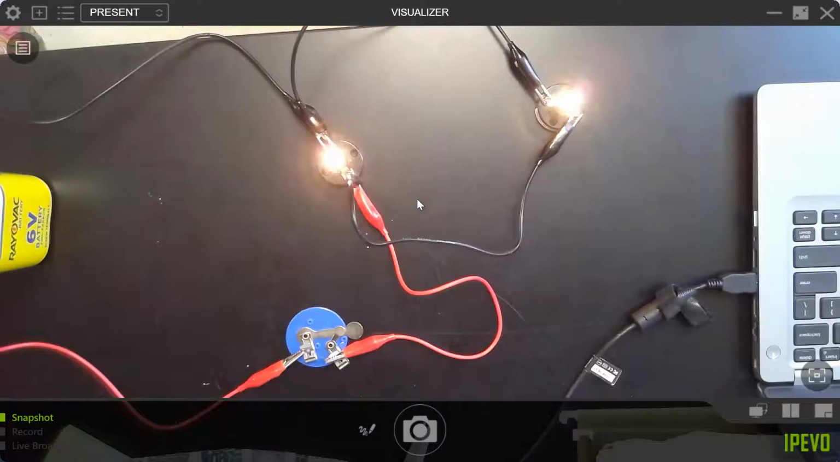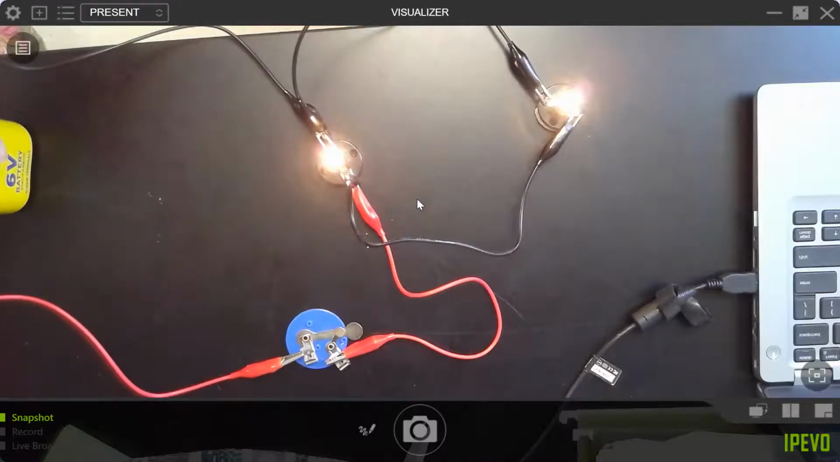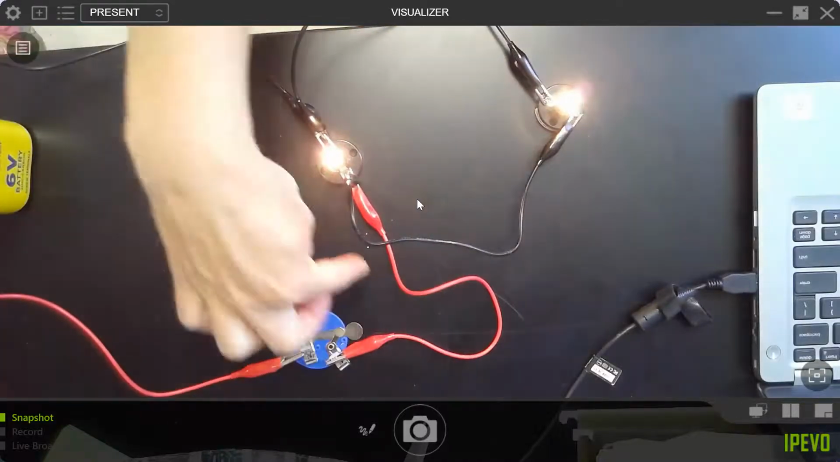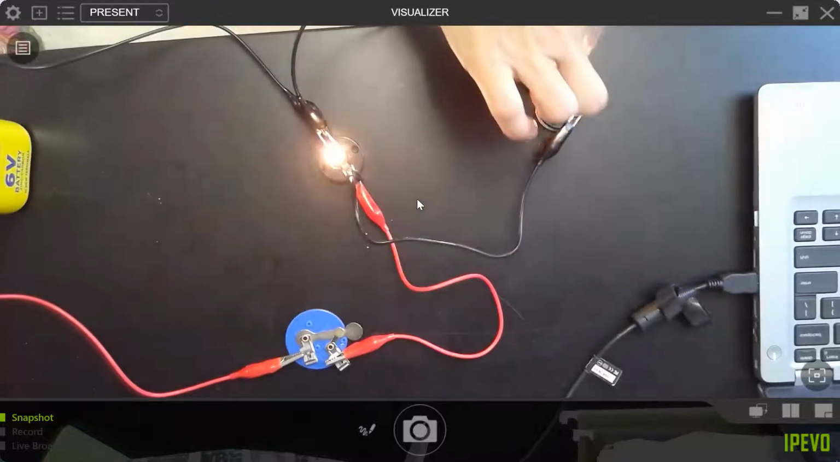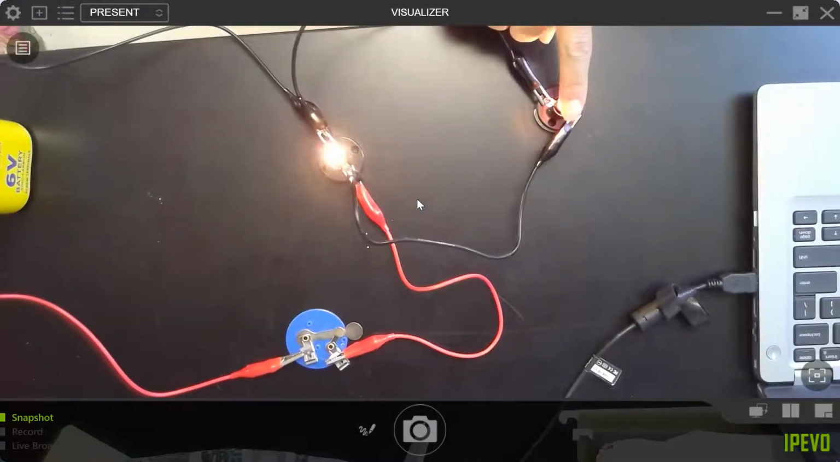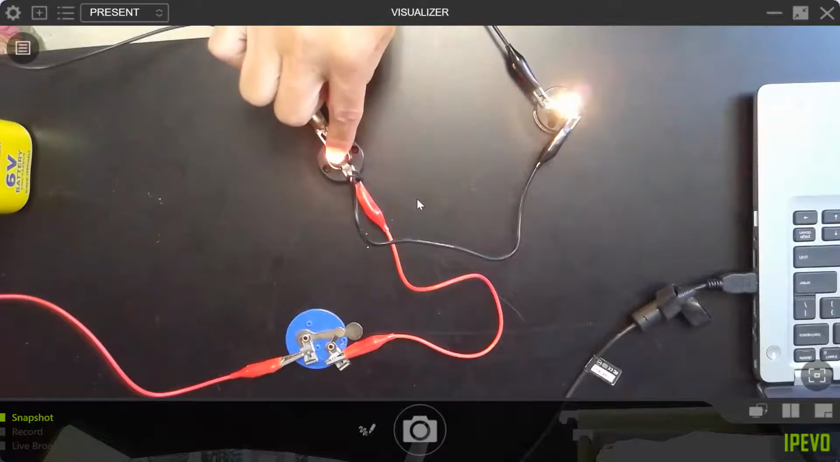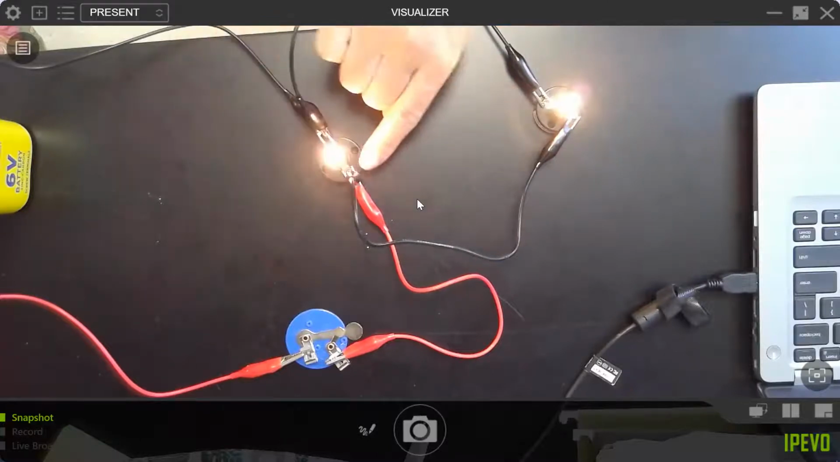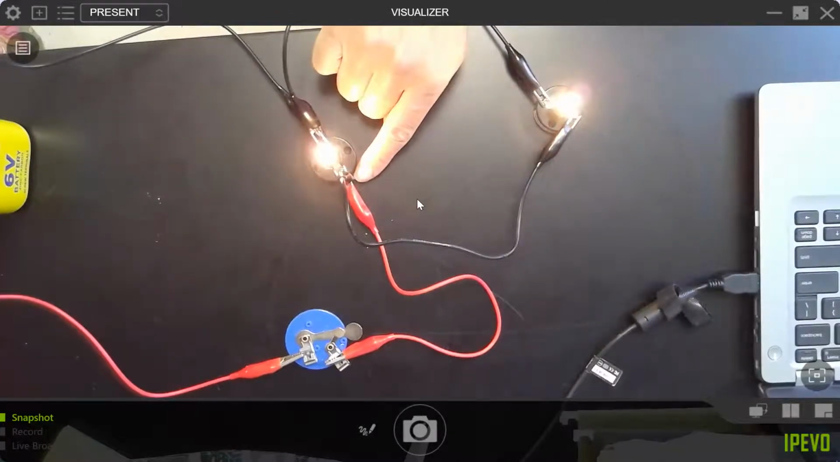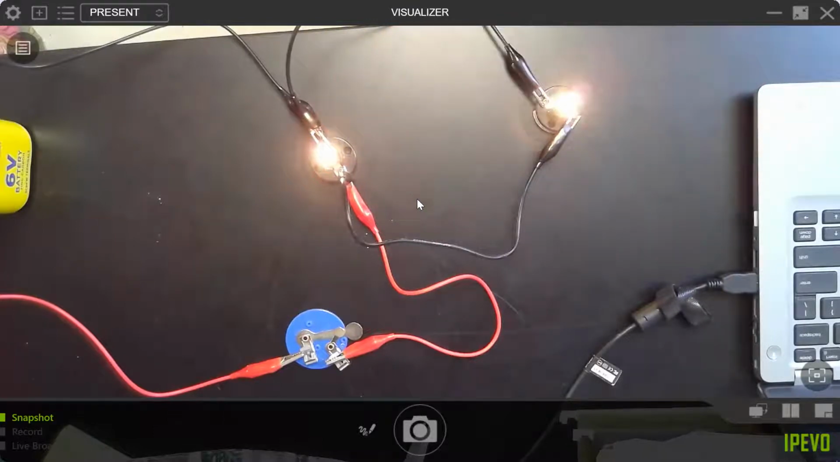Why is that? Because if we look for a path back to the battery, each light bulb has its own path back to the battery. To get to this light bulb that's out further, the electrons don't have to pass through this battery because this clip right here takes them to this light bulb first. So none of them are sharing the power of the battery. They have their own path back to the battery and they stay just as bright.